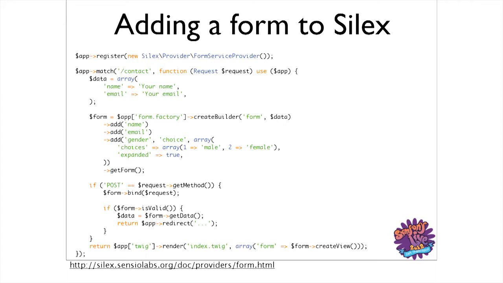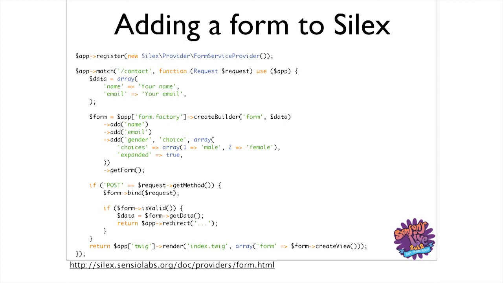In this case, it consists of a name, an email address, and a gender, which is a choice list of male or female. And by default, we want it expanded. So if you're familiar with the Symfony 2 Forms API, all of this should feel the exact same. And the reason is because it's the same code underneath. And just like in Symfony 2, we check the request method. If the request method is a post, we bind the form, we validate the form. If the form is valid, we do something with the data. Otherwise, we show the form again, this time with errors.